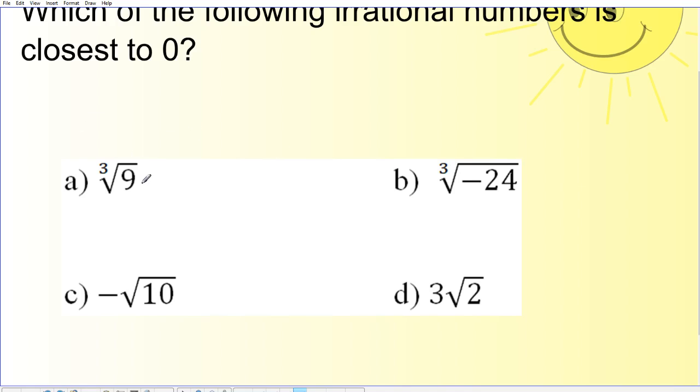So if I'm estimating about what number times by itself, times by itself, times by itself gives me close to 9. 1 times 1 times 1 is 1. 2 times 2 times 2 is 8. 3 times 3 times 3 was 27. So the closest one was about that. So I'm going to say this guy is about 2. That's not terribly close to 0, but we'll keep going.